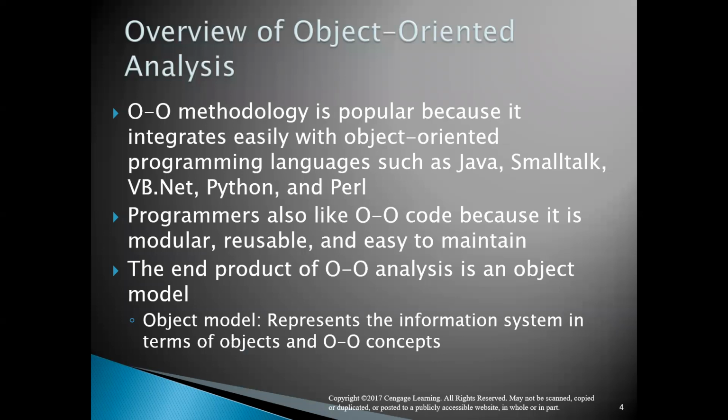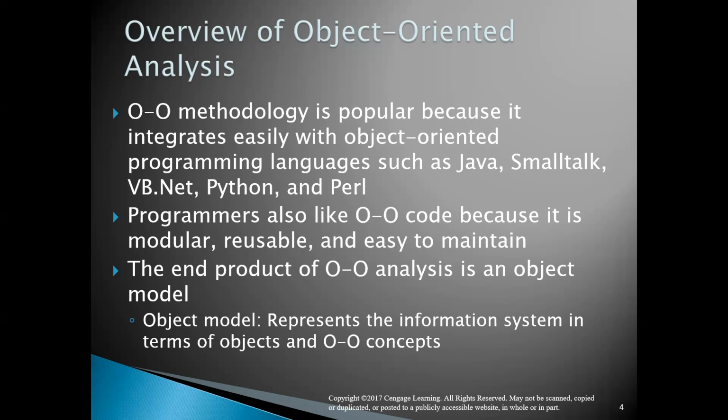Overview of object-oriented analysis. The object-oriented methodology is popular because it integrates easily with object-oriented programming languages such as Java, Smalltalk, VB.NET, Python, and Perl. Programmers also like object-oriented code because it is modular, reusable, and easy to maintain. The end product of object-oriented analysis is an object model.